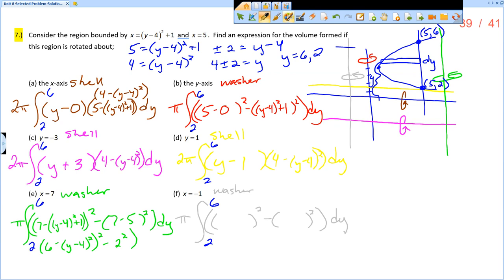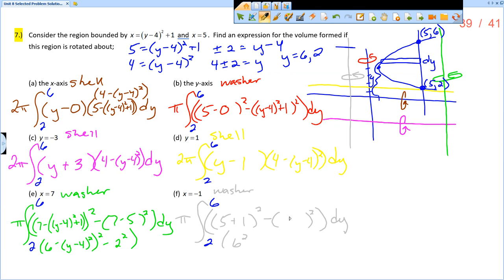And then F, very similar, but now the x equals -1 is over here. So now which boundary is furthest from the axis of rotation? It's actually the right-hand boundary. So we're going to take 5 minus the -1. So this is really just 5 plus 1, which of course we're going to write as 6.